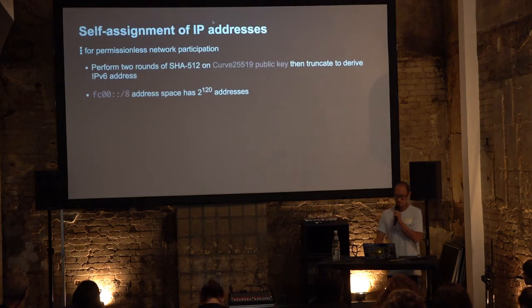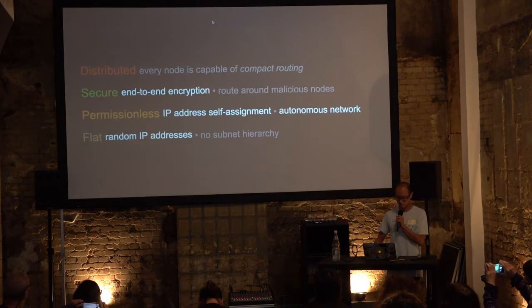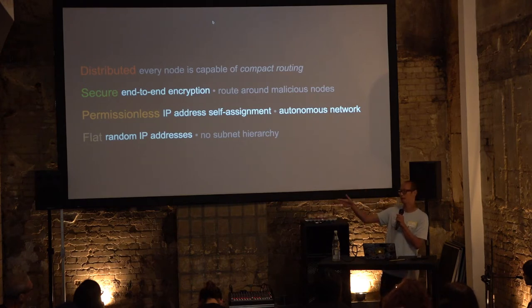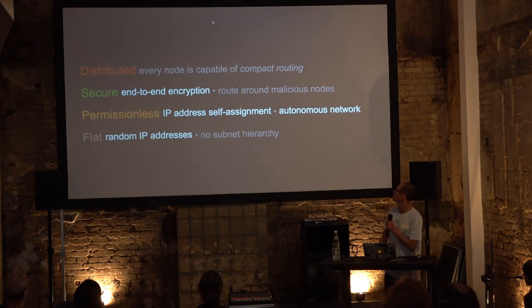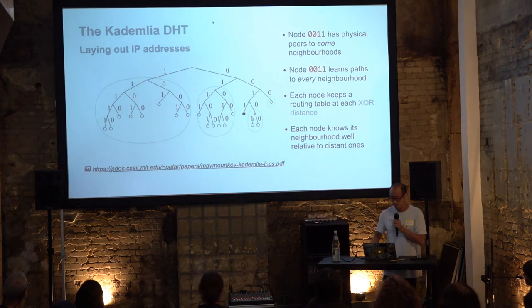Self-assignment of IP addresses, how does it work? It performs two rounds of SHA on the public key to derive an address for you. We're not too worried about collisions because the chance is very small. So through that, we can see how end-to-end encryption can be achievable because when you send a packet to another IP address, you know that they are the only person with the private key to decrypt that. And IP address self-assignment forms an autonomous network, and the IPs are definitely random because they're just hashed from public keys. Kademlia, how does it work?